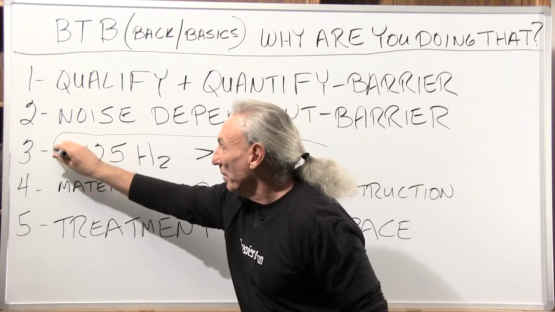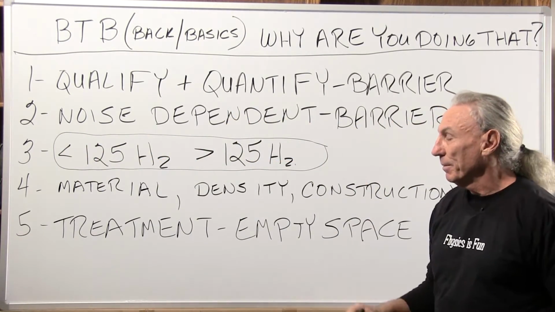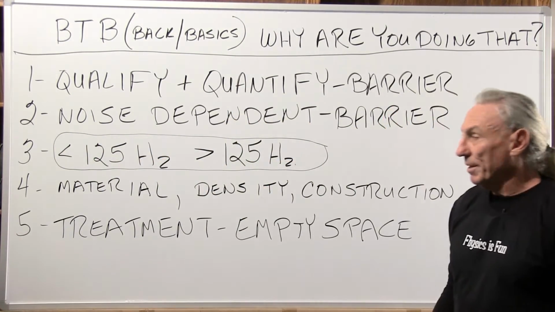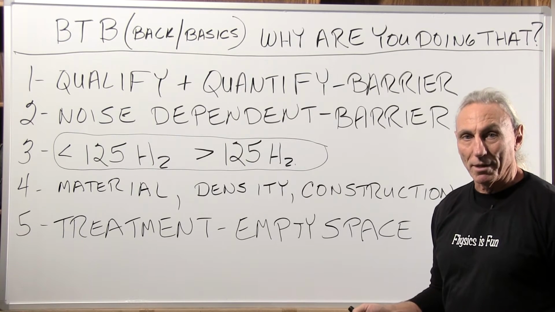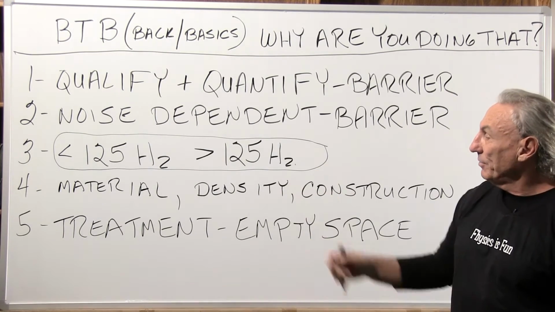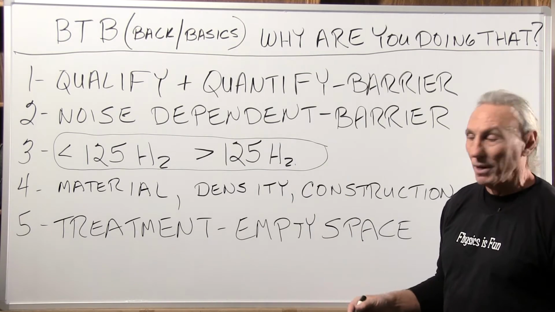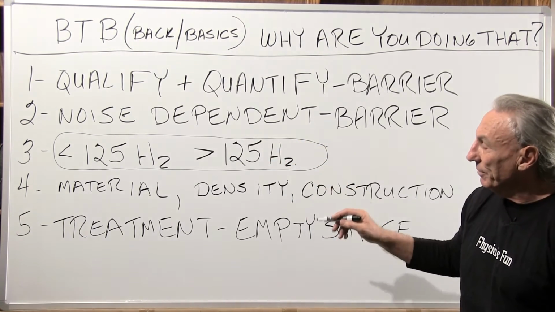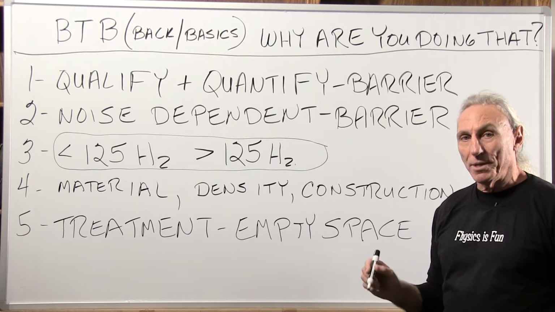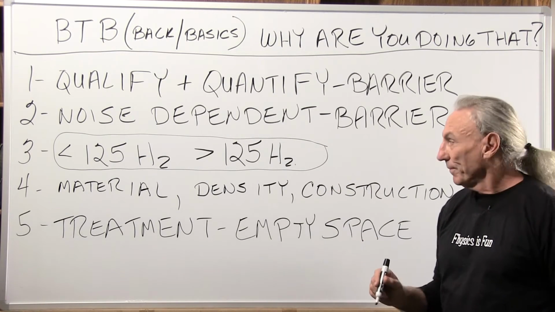And there's two breakpoints that we have to think about in barriers. Energy below 125 cycles, the garbage truck. We all know that one. Energy above 125 cycles, vocals. That's where vocals start and go up. So those are your two ends of the extreme. They couldn't be more different in their approaches to treatment.